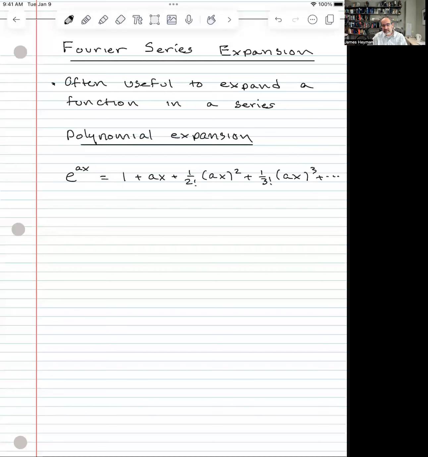The reason we can do this is that the polynomials form what's called a complete set. That is, any function can be expressed in terms of a polynomial, like this one. For some cases, that might be very useful. For other cases, the original function might be more convenient. But having this series expansion gives us a lot of options, okay?